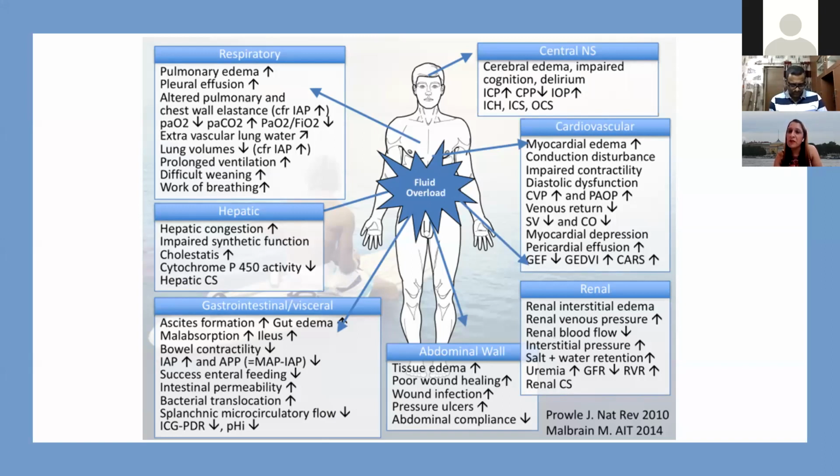splanchnic microcirculatory flow decreases. Also, hepatic congestion and cholestasis might occur with fluid overload, and the crux being respiratory failure because of the increased pulmonary edema and increased pleural effusion. There's extravascular lung water, ultimately leading on to prolonged ventilation, difficult weaning, which all culminates into a sort of multi-system organ failure.